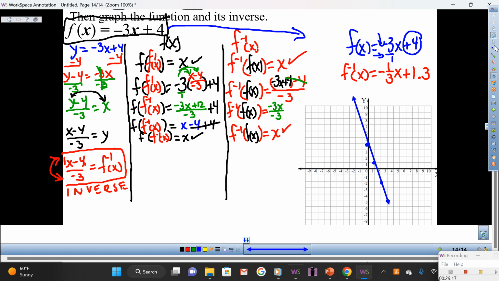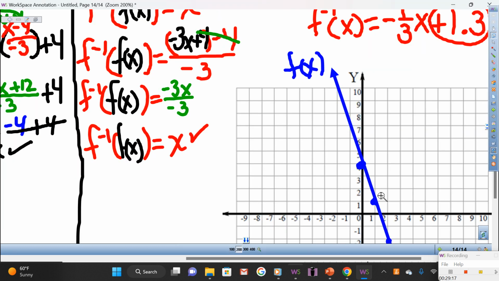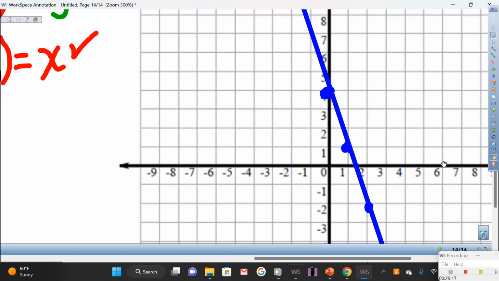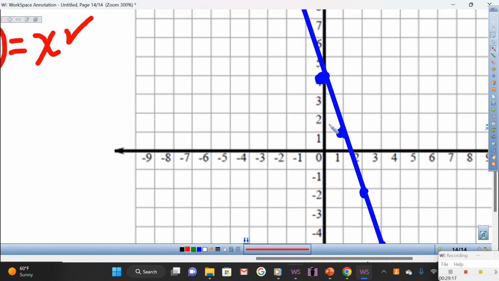There it is. Let's graph our inverse. And by the way, this is f of x. Okay? Our inverse in red, we're going to start at 1 1/3. So let me zoom in so you guys can see where 1 1/3 is at. 1 1/3 is about right there.